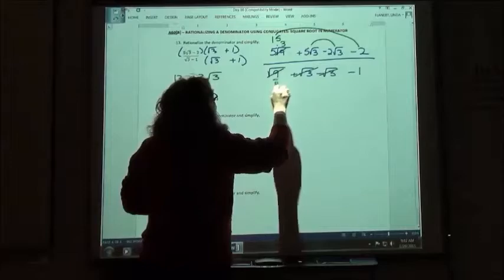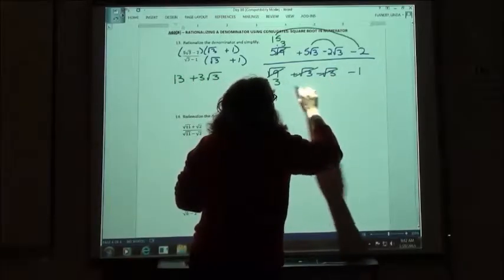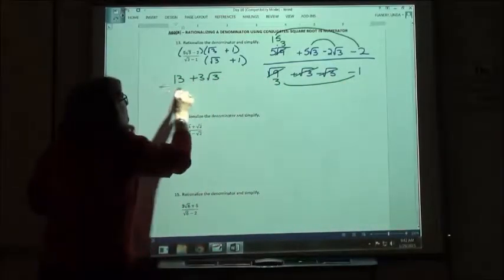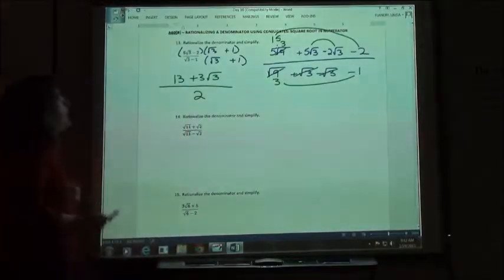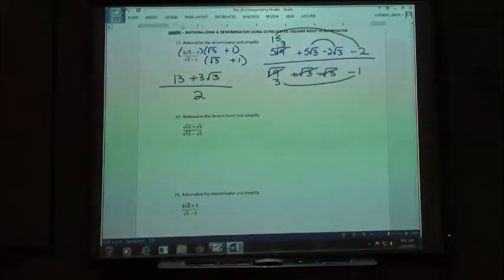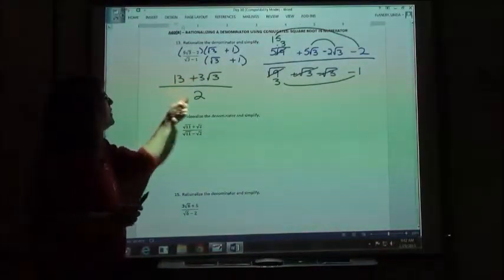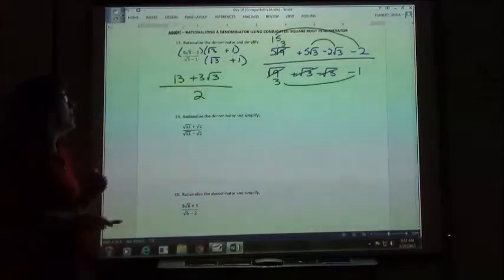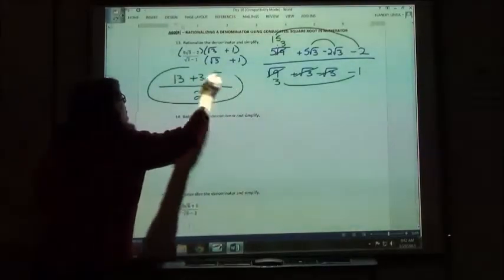Square root of 9 is 3. 3 minus 1 is going to give me 2. So on the top we had 13 plus 3 square root of 3. On the bottom we just get a plain old 2. Again, we can't reduce any farther because I can't divide all 3 of them by the same thing. So that's just going to be my answer.